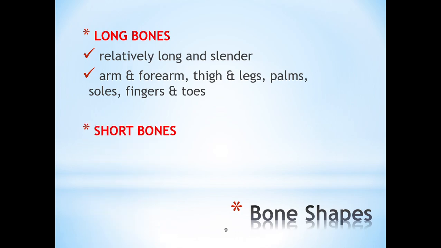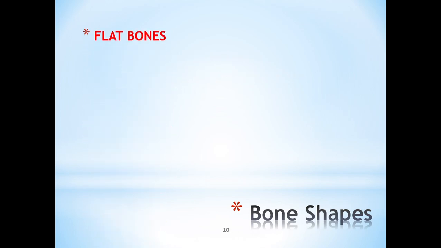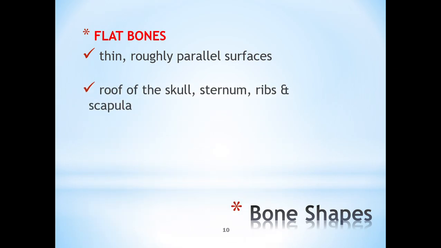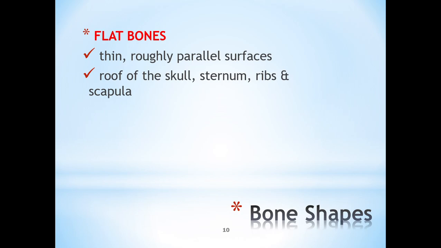Another one is the short bones. These are small and boxy. When I say boxy, these are shaped like a cube or rectangular box. Good examples of short bones in your body are your wrist and ankles. Another shape is the flat bones. These are thin, roughly parallel surfaces. Examples are the roof of your skull, your sternum, ribs, and scapula.